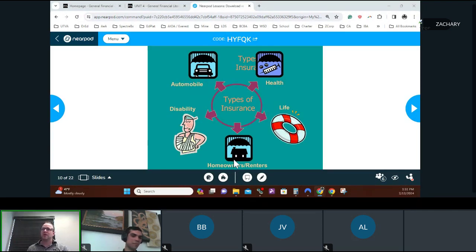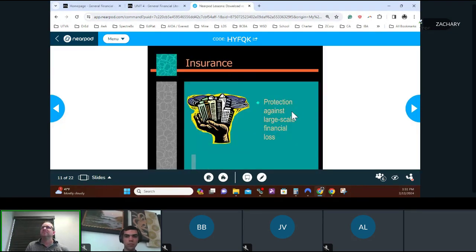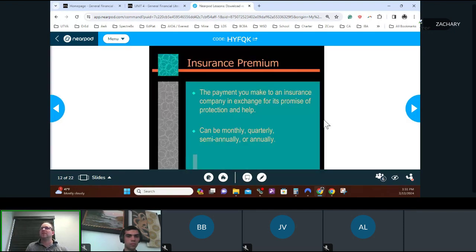Renters and homeowners insurance, we talked about that as well, in case of burning down the house. Disability insurance is another one. So if I were to get in an accident and get disabled, how am I going to pay for my life, right? So there's disability insurance that can get paid out. So there are all different kinds of insurance. You can insure so many different things.